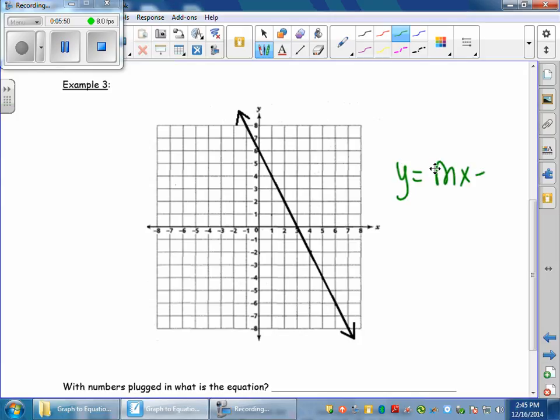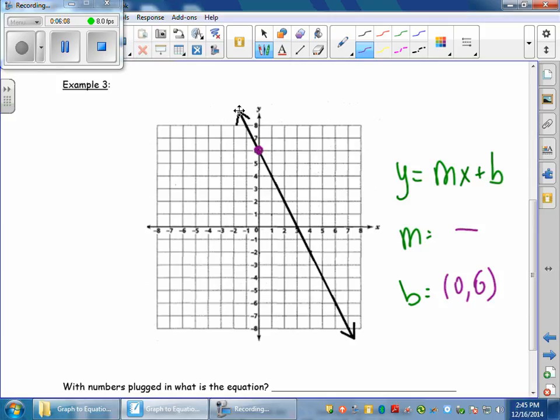Mx plus b. I want you to write m equals and b equals. So let's see if we can find the b just from this line. To me, it looks like 0, 6. My m, remember, is a fraction, so I'm going to write it as a fraction right away.